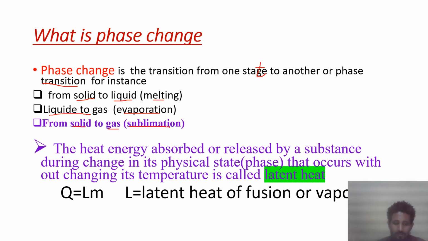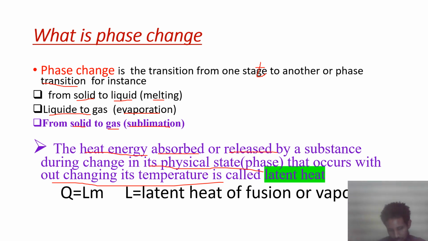Another thing, the heat energy absorbed or released by a substance during the change in its physical state that occurs without changing temperature is called latent heat. So latent heat is something different from other heat energies, because it is the heat energy absorbed or released by a substance during change of state, during the change from solid to liquid, or from liquid to vapor, keeping the temperature constant.